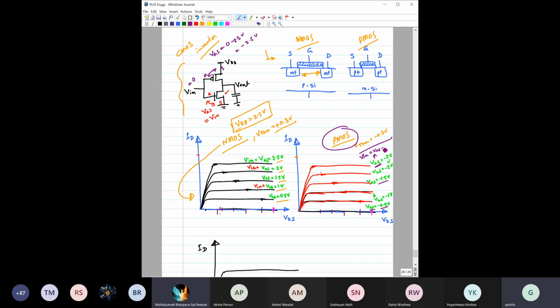Okay. So can I write this? V in minus VDD, not VGS. Yes. So V in equal to VGS plus VDD. Right. So that way, for this one, what would be the V in for this line?